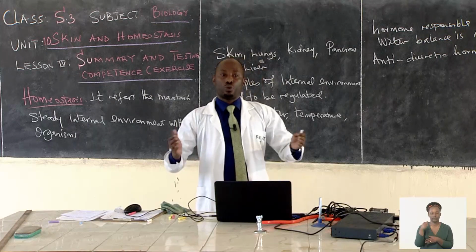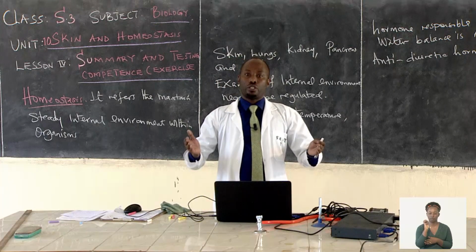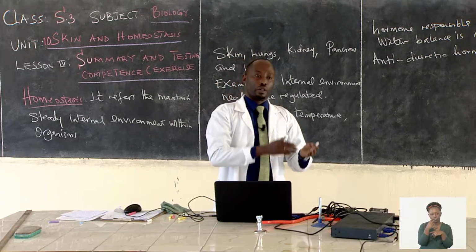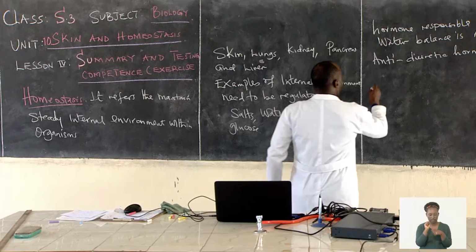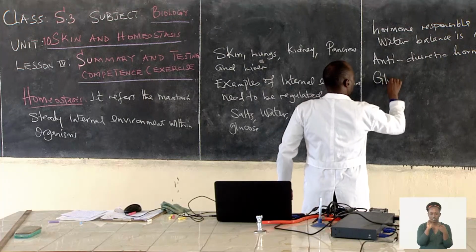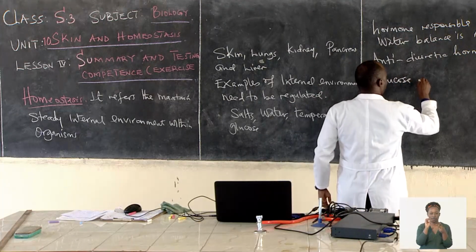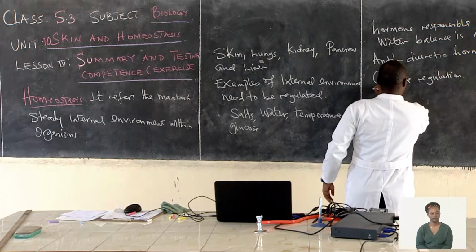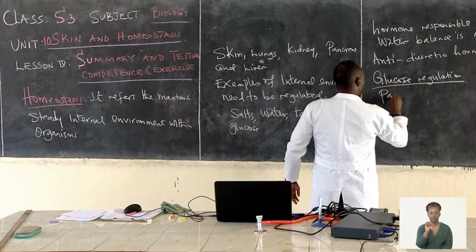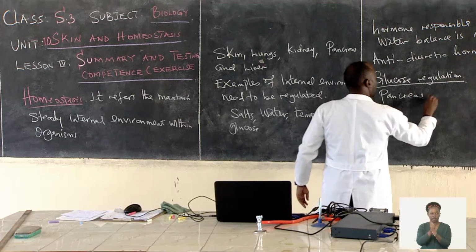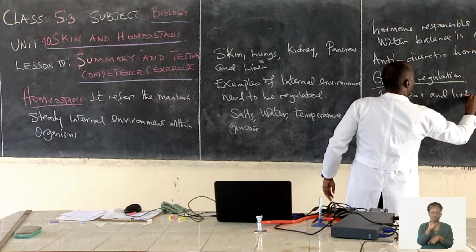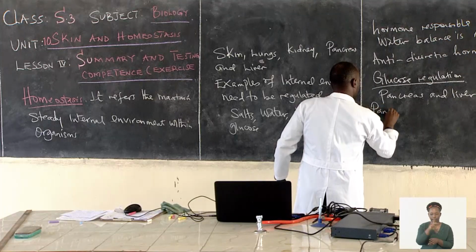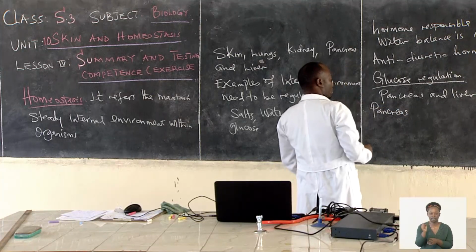So that is water. We talked about how glucose is also regulated. We said glucose is regulated by two hormones, insulin and glucagon. We'll talk about glucose regulation. Glucose regulation is done by the pancreas and the liver. The pancreas produces two hormones.